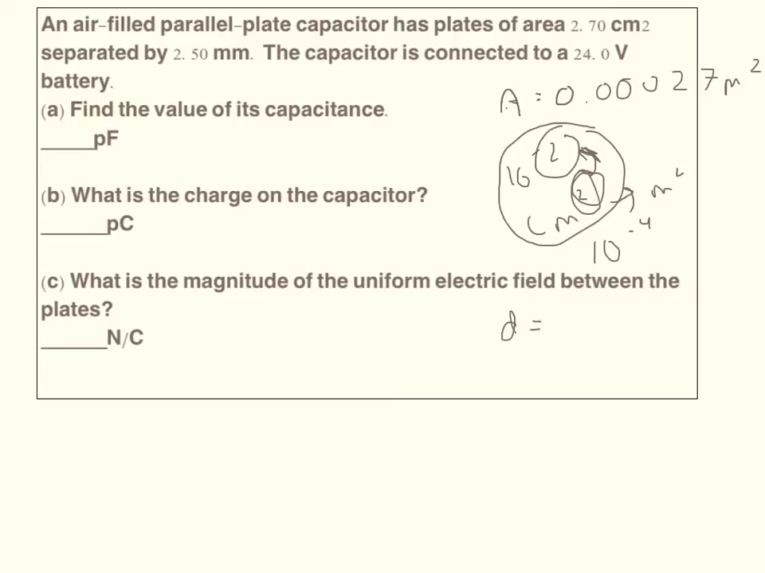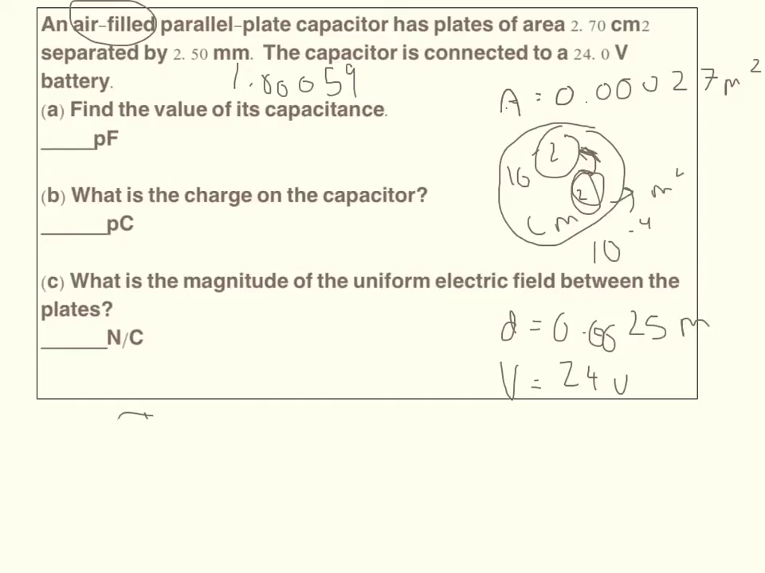And it says I have a distance of 2.5 millimeters. So I'm going to take that times 10 to the negative 3, which is 0.0025 meters. And I have a potential difference of 24 volts. The other key thing it tells me is that my plates are air-filled. If you look at a dielectric table, the dielectric constant of air is 1.00059, so it's basically equal to 1, which means we can actually ignore the dielectric constant in this problem if we want to.